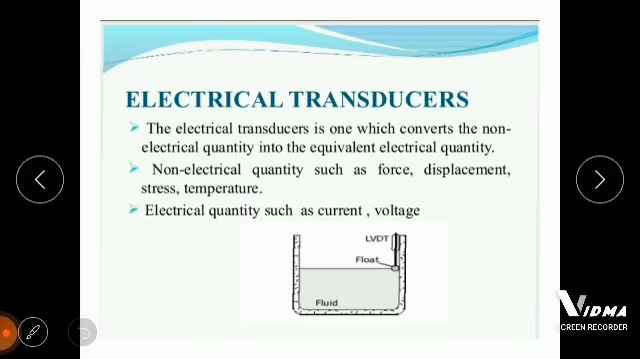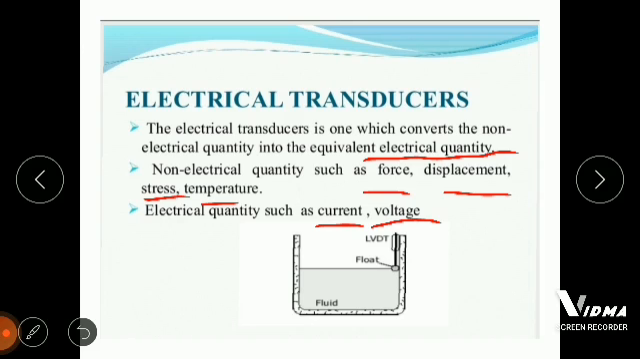An electrical transducer is one which converts a non-electrical quantity or physical quantity into an equivalent electrical quantity. The non-electrical quantities include force, displacement, stress, temperature, pressure, humidity, pH value, etc. All these physical quantities can be converted into an equivalent electrical quantity, such as current and voltage.